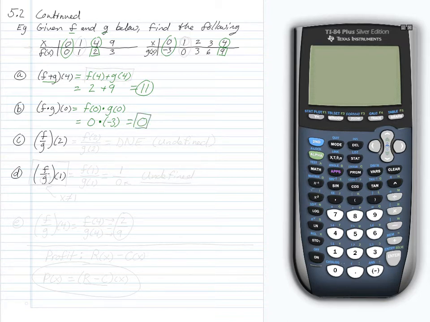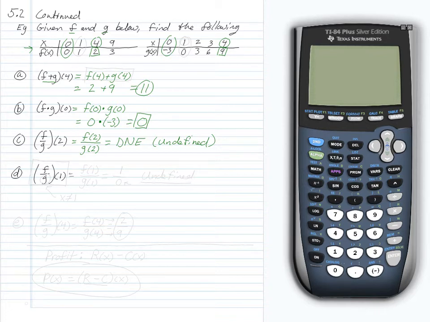Okay. Now, f over g, that means we want to take that input, plug it into f, and divide that by the result of plugging it into g. So I need to know what f of 2 is, and I need to know what g of 2 is. Well, f of 2 is undefined. 2 is not a valid input in this function f. Well, we can't plug stuff into this combination function that we can't plug into the component functions.